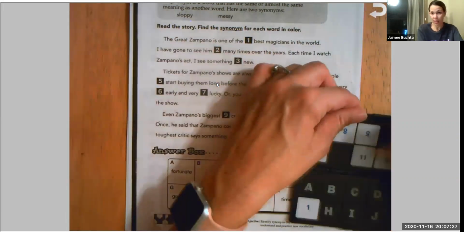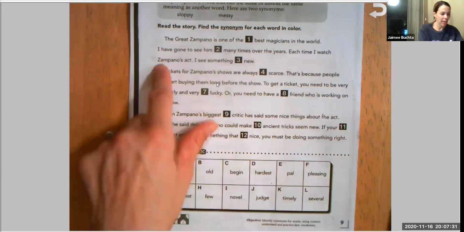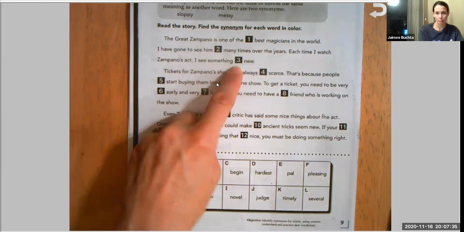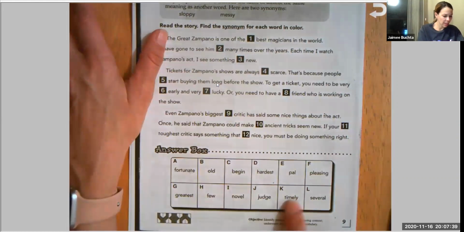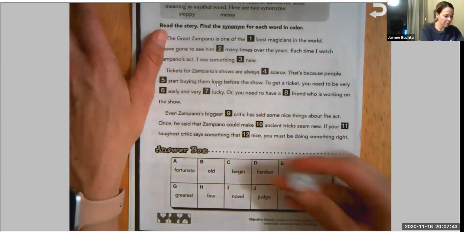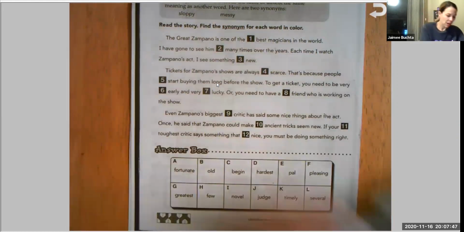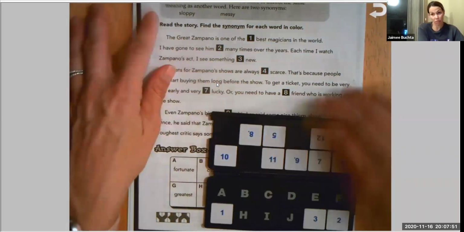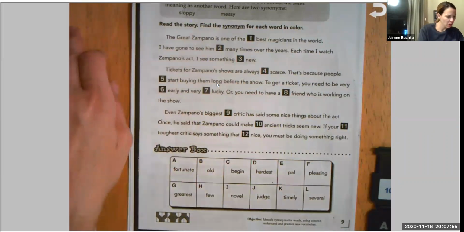Grab tile 3, same thing. Each time I watch Zampano's act, I see something new. This one's a little tricky. I see something about timely. Maybe that's what new means. So I'm going to take my number 3 and I'm going to put it on K. Not 100% sure, but this is self-checking, so I'll be able to kind of figure it out as I go if I'm right or not. Then I'm going to grab my number 4 and move on.